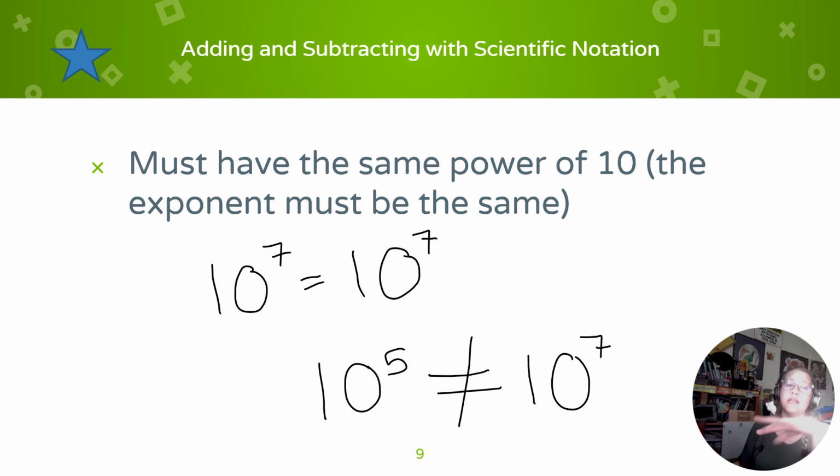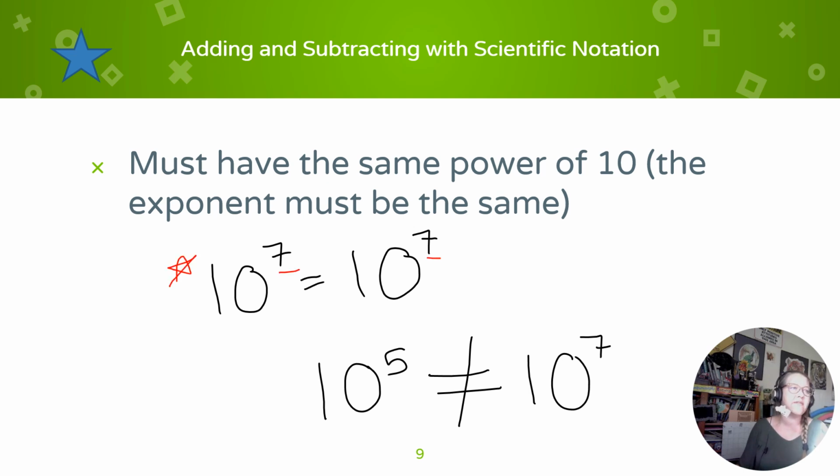When we are adding and subtracting scientific notation, they must have the same power of 10. Doesn't matter what your decimal is. The number attached to the front, that's what we're going to actually add and subtract together. But the exponent attached to the base 10 must be exactly the same. Exactly the same. Like this.